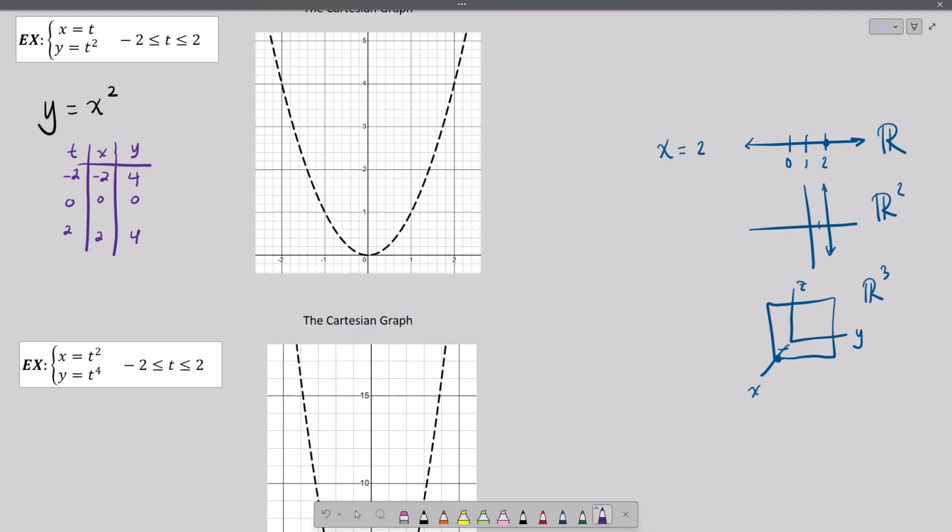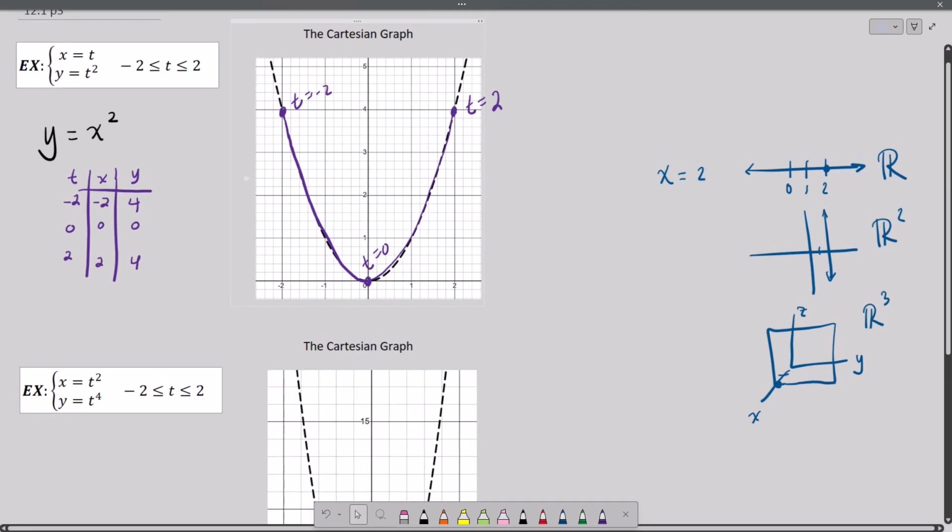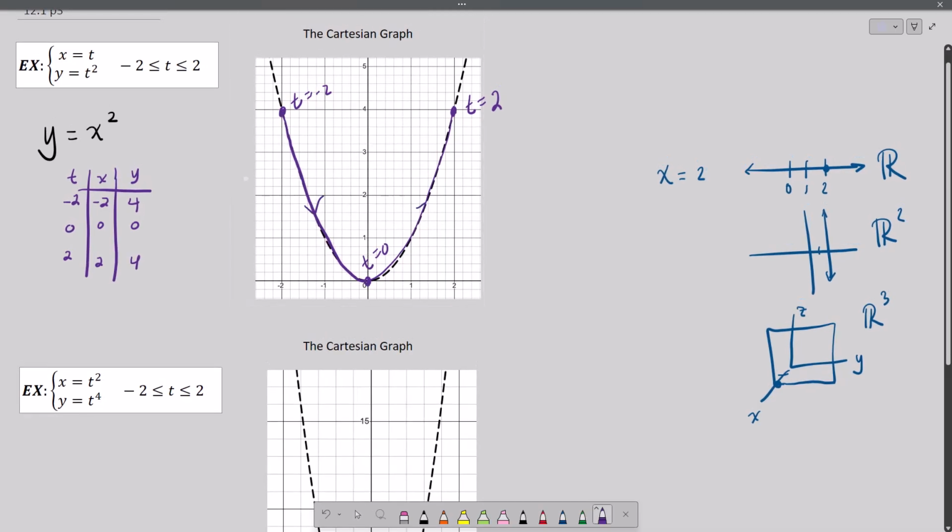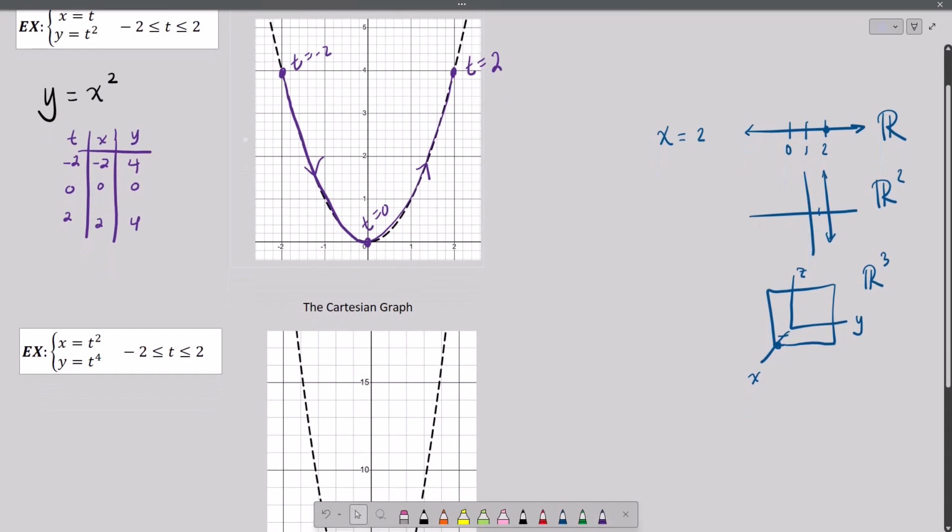So pretty obvious here. When t is -2, we're right there. So that's t equals -2. When t equals 0, we're right here. And when t equals 2, we're up here. So the parametric curve is this portion of the parabola right there. And the orientation is that we can't really use clockwise, counterclockwise words, but we're going from left to right. Counterclockwise-ish. So that'll be our curve. So our parametric curve is a subset of the Cartesian curve.